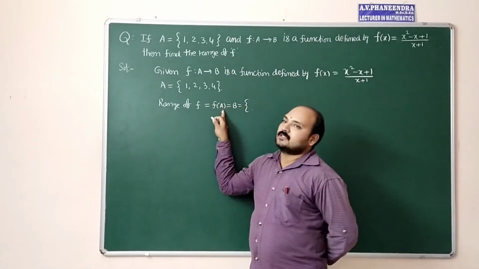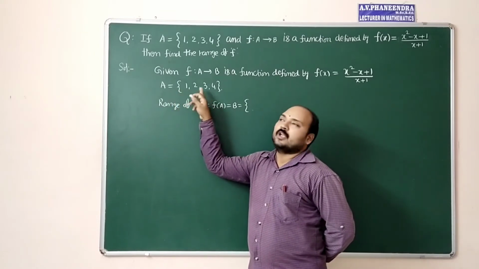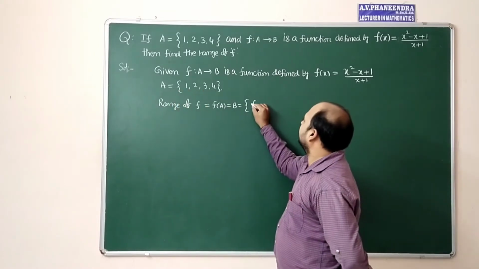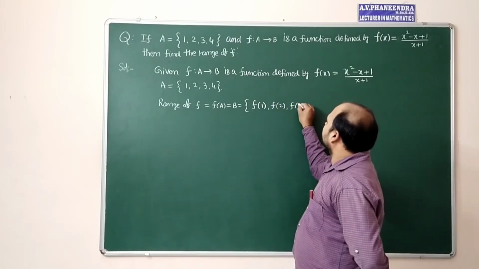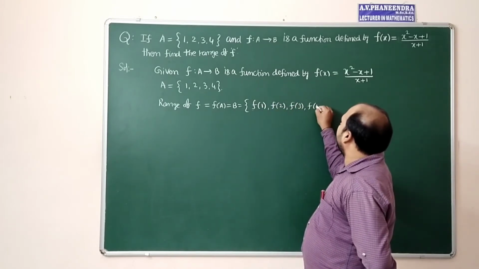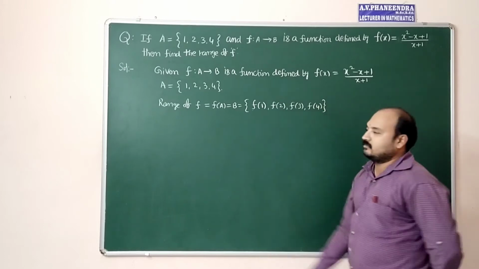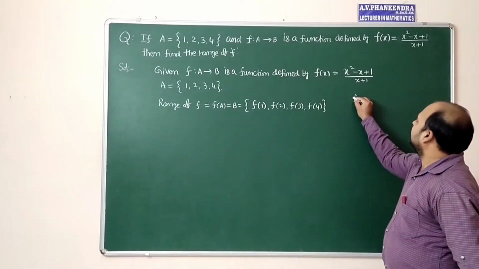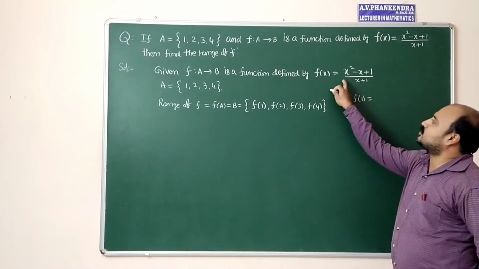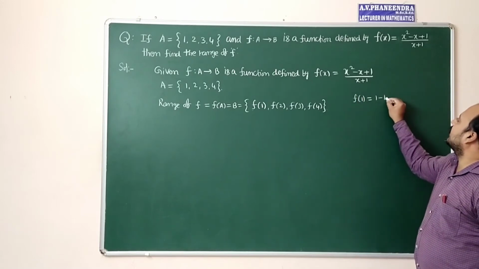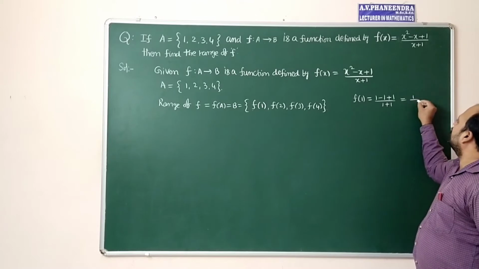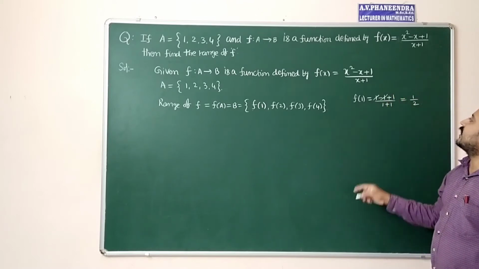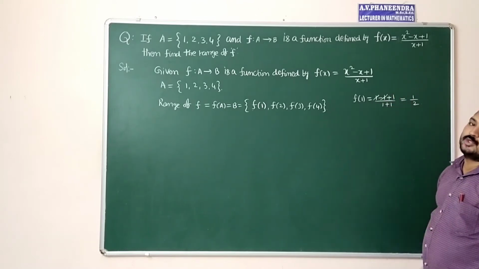F of A means f of 1, f of 2, f of 3, f of 4. Now one by one you can calculate and substitute these values here. So first f of 1. In place of x substitute 1. 1 square minus 1 plus 1 divided by 1 plus 1, which is equal to 1 by 2. Minus 1 plus 1 get cancelled. 1 by 1 plus 1, 1 by 2.